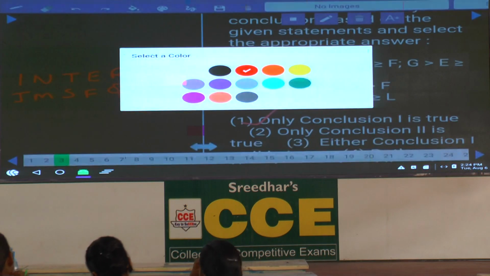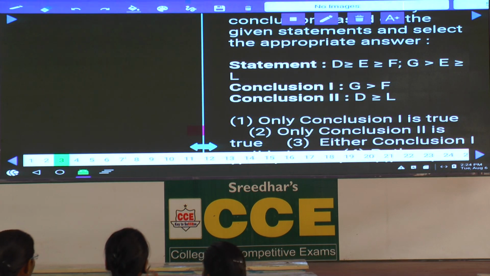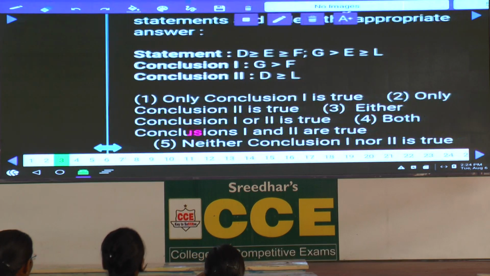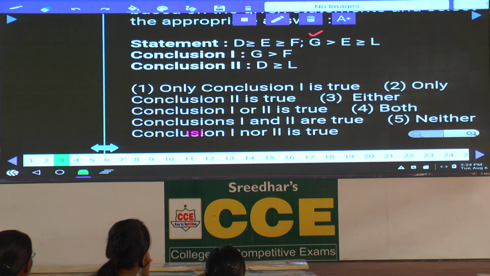Then question number three. Three onwards it is based on coded inequalities. Now D greater than or equals to E greater than or equals to F. And the relation between G and F, G is here and F is here. Now which element is common here? E is common. Now G greater than E, E greater than or equals to F. That means G greater than F is definitely true.